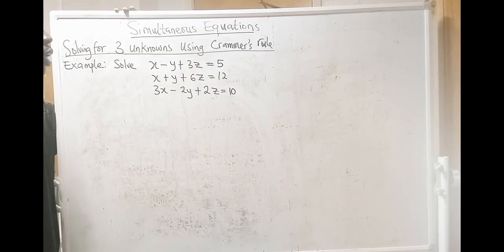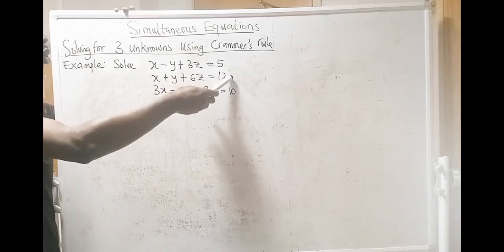We are looking at simultaneous equations, and today we are solving three equations with three unknowns. We will be using Cramer's rule, otherwise called the determinant method, to solve this problem. Okay, so quickly we have the three equations 1, 2, 3.